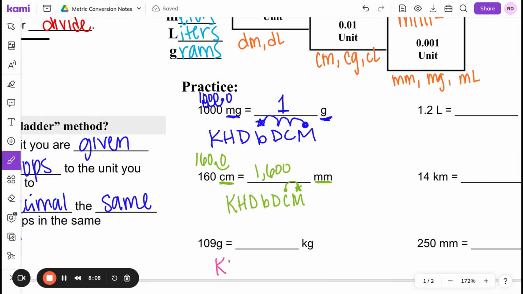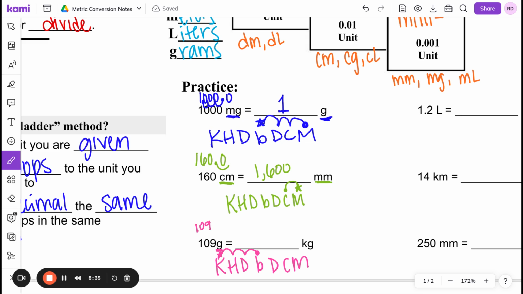Again, King Henry died by drinking chocolate milk. In this problem, we are starting with grams. So that's a 1-letter abbreviation. So that means grams has to be a base unit. This base unit is going all the way up to kilograms. So we're moving 1, 2, 3 spaces to the left.